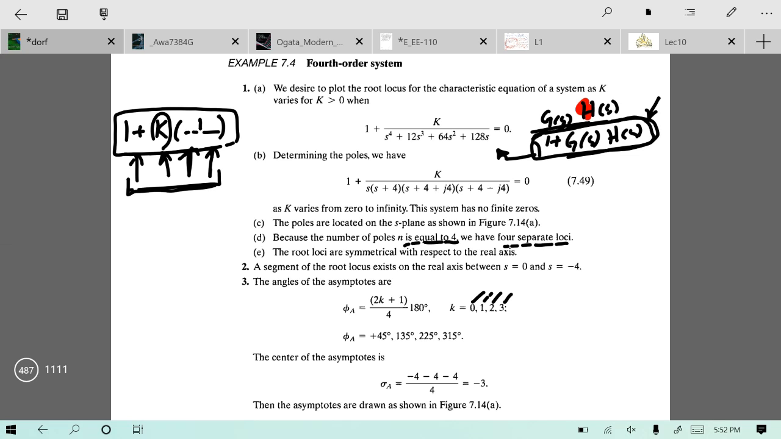Now the center of asymptote is found by, okay, they haven't given us the formula over here.